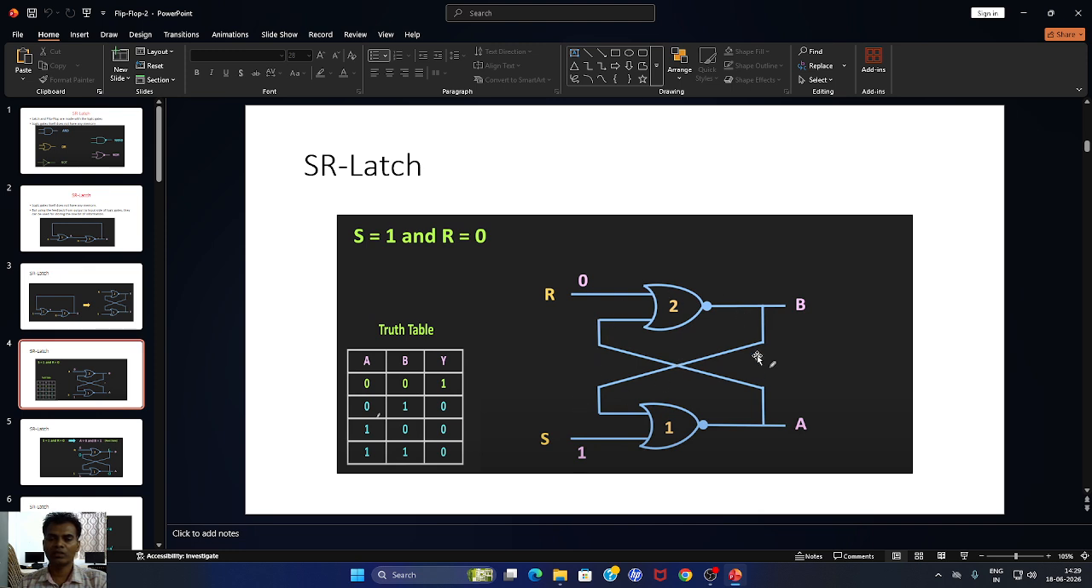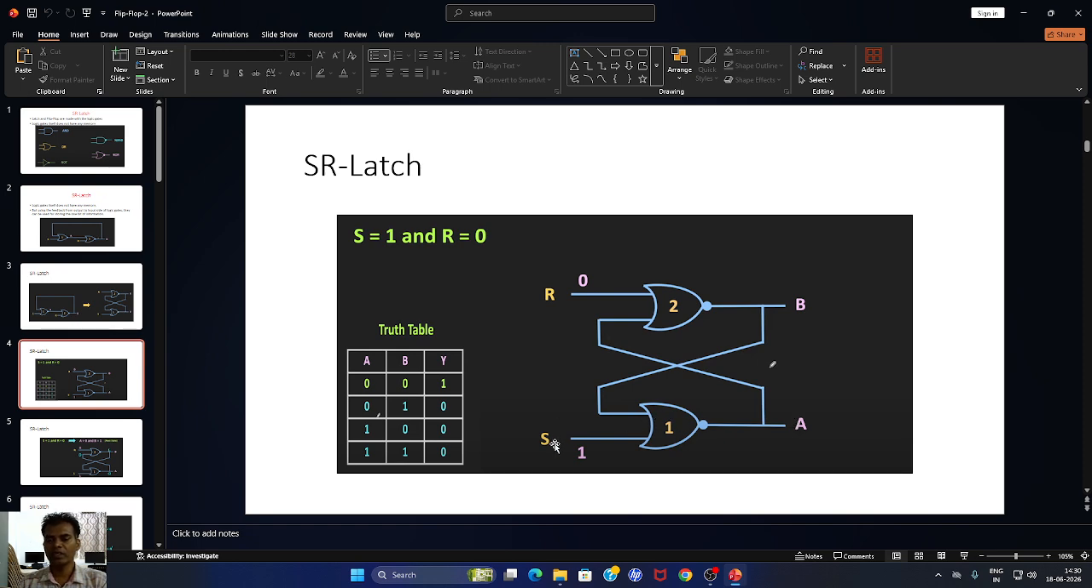To understand the functionality of this SR latch, we should be familiar with the truth table of the NOR gate. By observing this truth table, we can conclude that for a NOR gate, if one of the inputs is 1, the output becomes 0. If both inputs are 0, the output becomes 1. Keep this point in your mind. Based on that, we can estimate the output values of this SR latch.